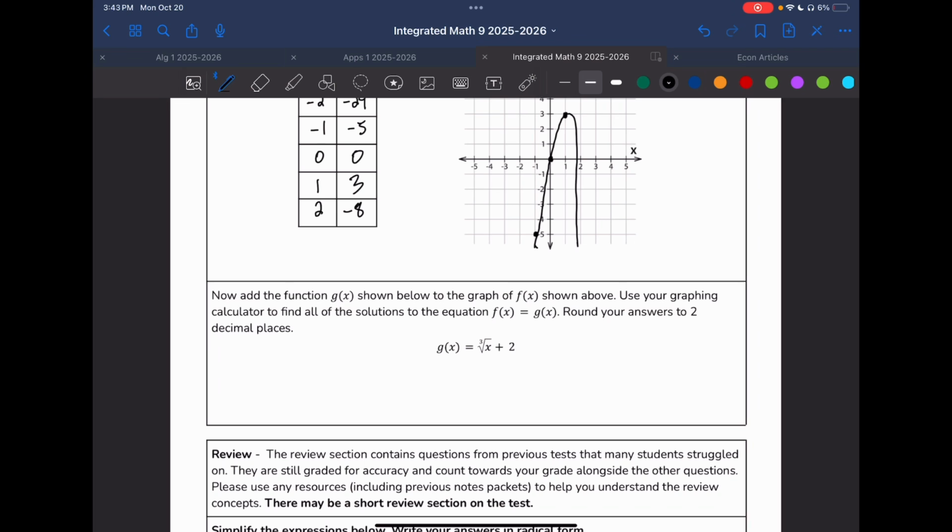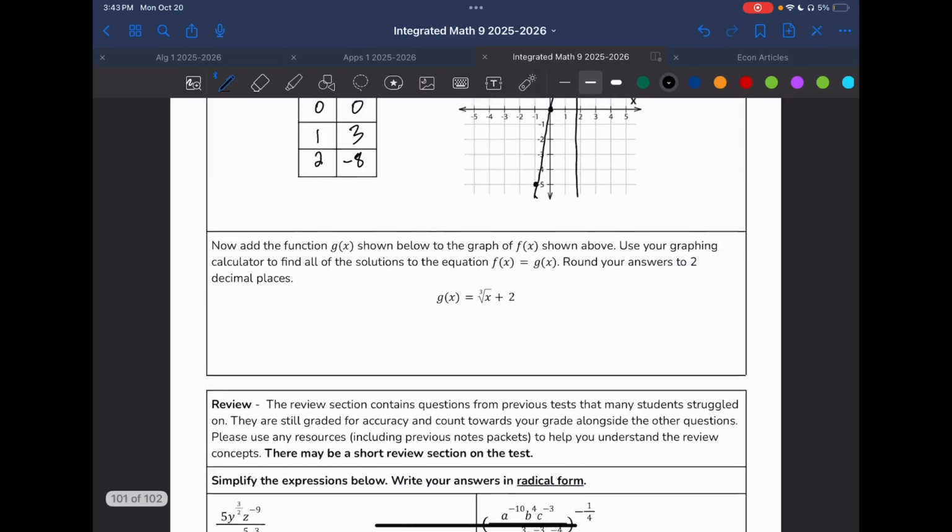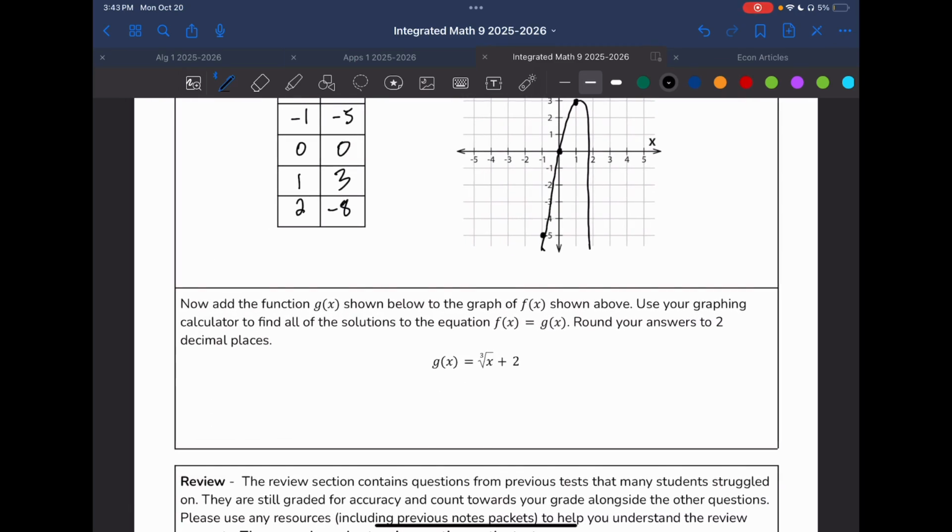All right, so now we need to add the function g of x shown to the function of f of x shown above. Use your graphing calculator to find all of the solutions to the equation f of x equals g of x. Round your answer to 2 decimal places.